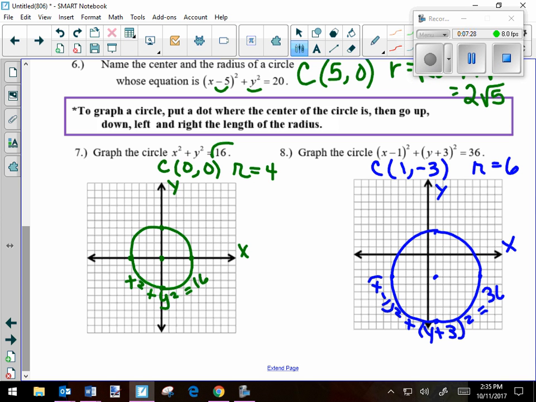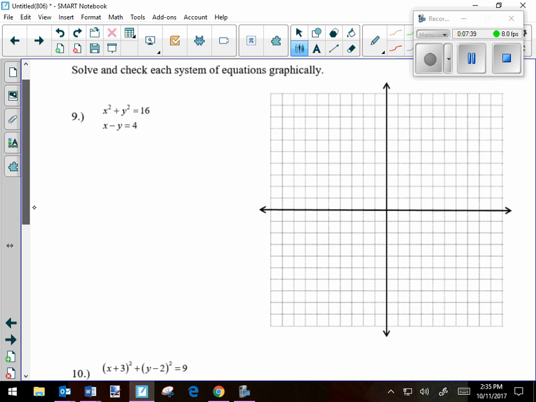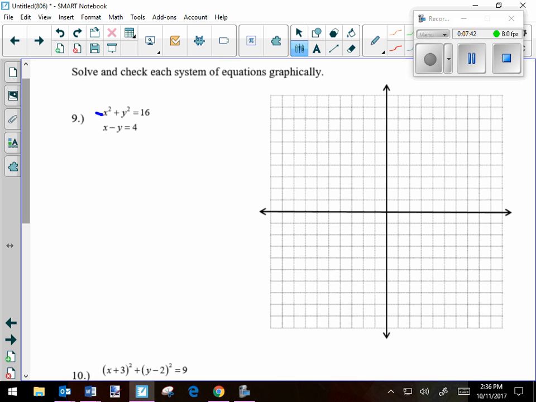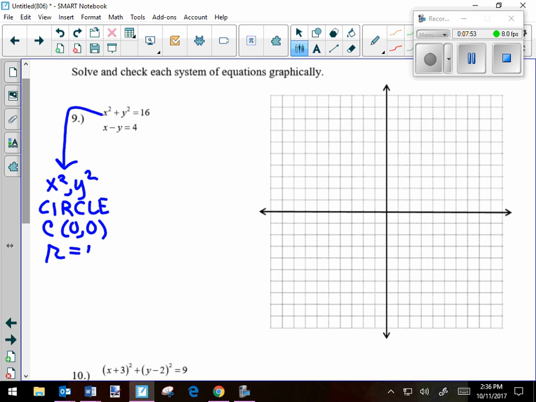Now on the back of this page, we're going to be graphing circles and lines, or circles and parabolas, to find the points of intersection. So we're continuing with this circle idea. On the back, question 9, I have two things to graph. The first one, notice it has an x squared and a y squared in it. That means that it's a circle. Center of my circle, 0, 0. Radius, 4. When I go to the second thing that's here, if it's x to the first and y to the first, I know that it's going to be a line.